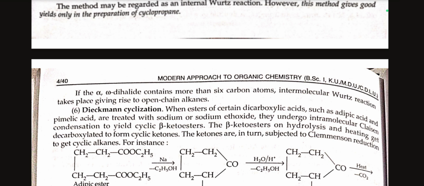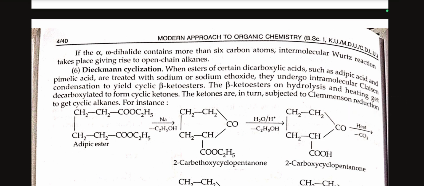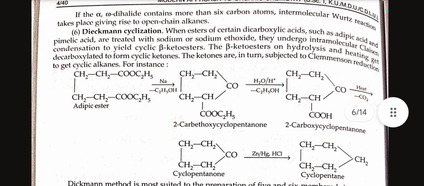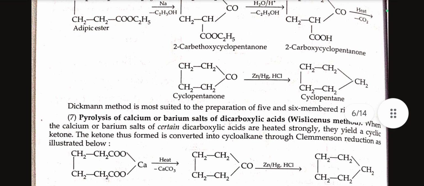When esters of certain dicarboxylic acids such as adipic acid and pimelic acid are treated with sodium or sodium ethoxide, they undergo intramolecular Claisen condensation to yield cyclic beta ketoesters. The beta ketoesters on hydrolysis and heating get decarboxylated to form cyclic ketones. The ketones are in turn subjected to Clemmensen reduction to get cyclic alkanes. For instance, adipic ester in the presence of Na gives us 2-carbethoxy cyclopentanone, and in the presence of H2O and H positive it gives us 2-carboxy cyclopentanone. Dieckmann method is most suited to the preparation of 5 and 6 member rings.